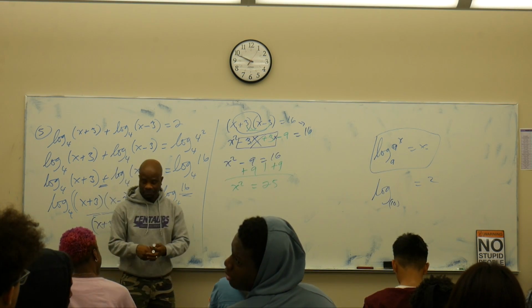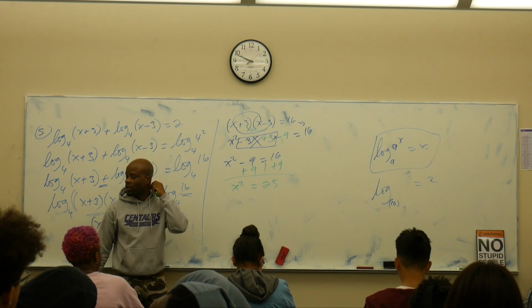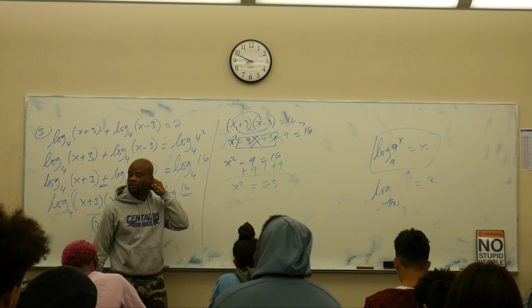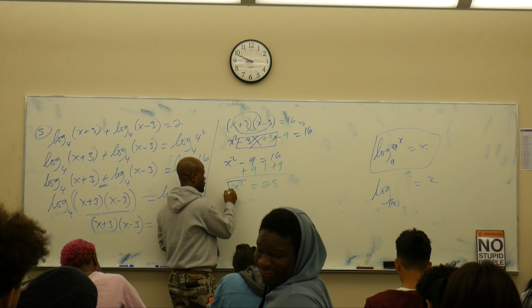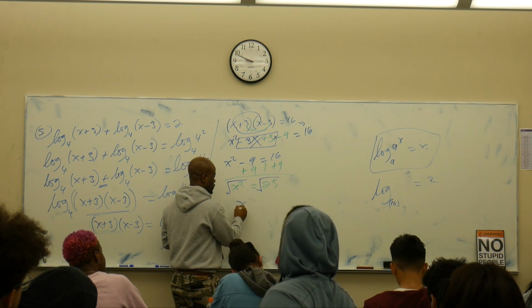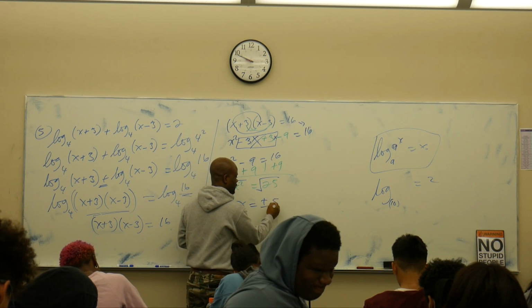Let's do that. So I got x squared is 25. How do I solve for x? Square root. So positive and negative 5.